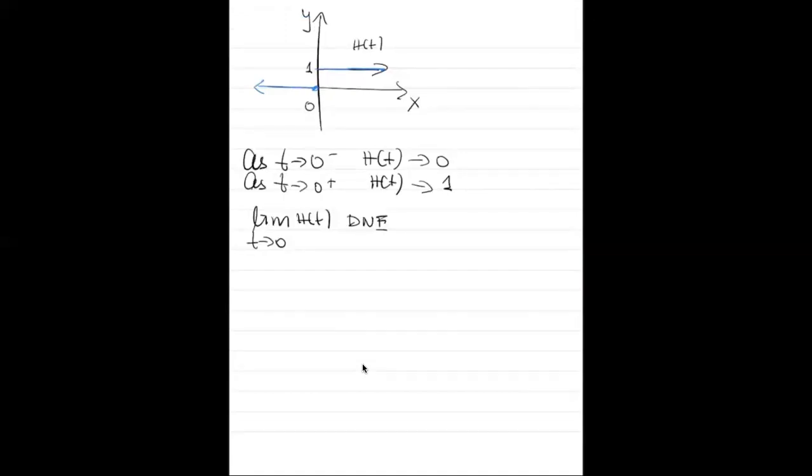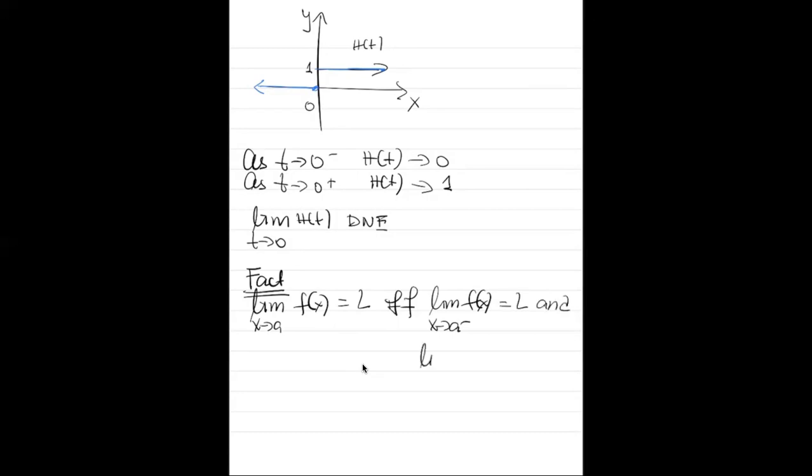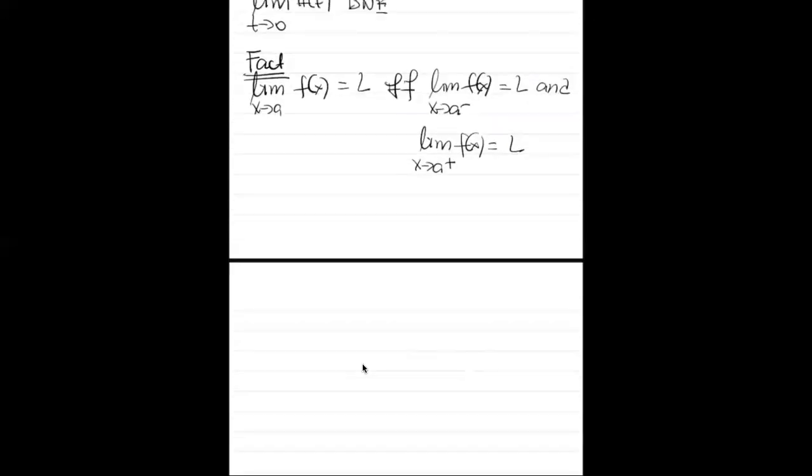Okay, so let's write down this very important fact that we just observed from this picture. We say that the limit of f of x when x approaches a is L if and only if the limit of f of x when x approaches a from the left is L, and the limit of f of x when x approaches a from the right is also L. So in other words, we can use this fact to prove the limit exists if the right-hand and the left-hand limits are the same.